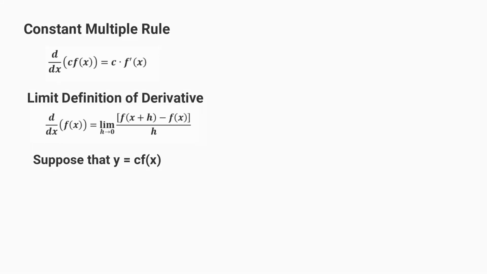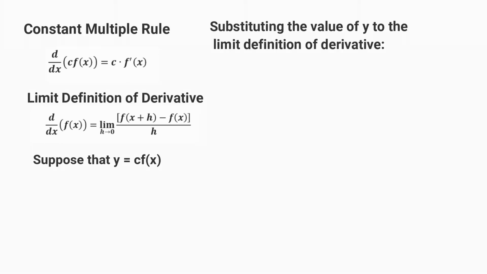Suppose we have y is equal to c times f of x. We just need to substitute the value of y to the limit definition formula of derivative. Now it becomes the derivative of c times f of x is equal to the limit of c times f of x plus h minus c times f of x all over h as h approaches 0.